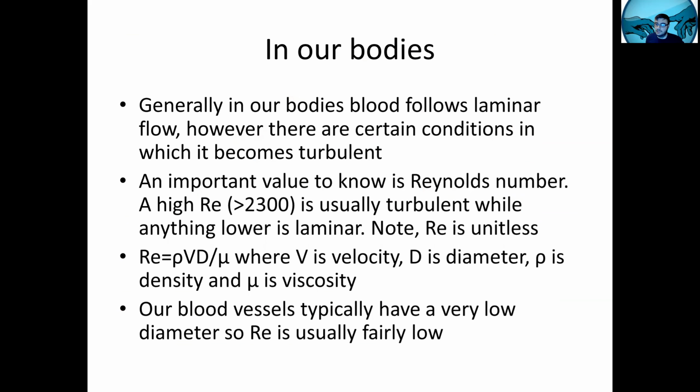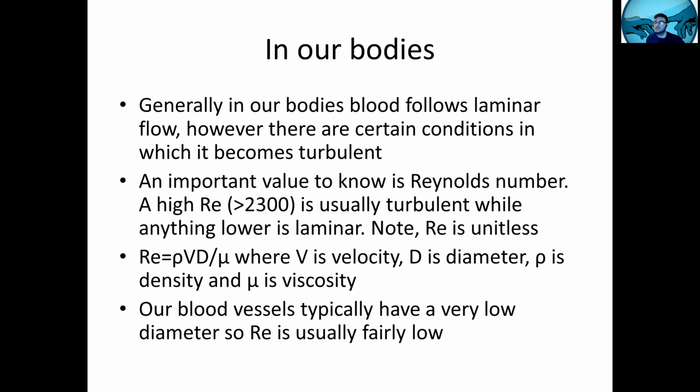So let's talk about our bodies. Generally in our bodies, blood flows laminarly. However, there are certain conditions in which it becomes turbulent. An important value to know is the Reynolds number. A high Reynolds number, usually more than 2,300, is usually turbulent, while anything lower is laminar.